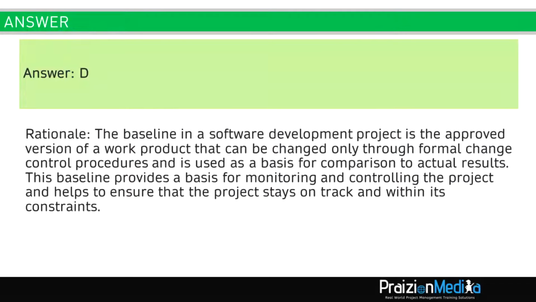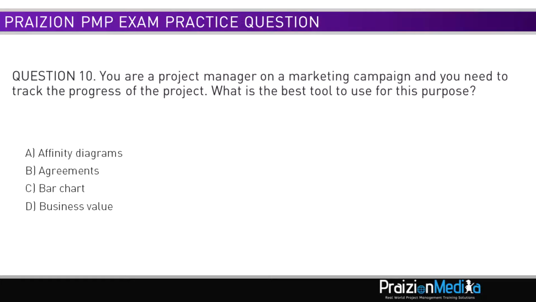Answer: D. Rationale. The baseline in a software development project is the approved version of a work product that can be changed only through formal change control procedures and is used as a basis for comparison to actual results. This baseline provides a basis for monitoring and controlling the project and helps to ensure that the project stays on track and within its constraints.